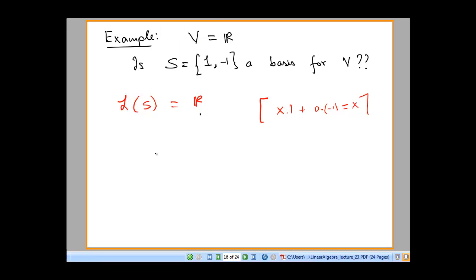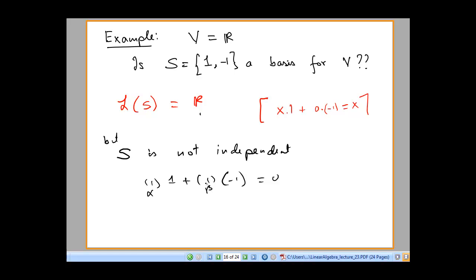And why are they not independent? Because I can find non-zero alpha. But yeah, S is not independent. Why? Because 1 times 1 plus 1 times minus 1 is equal to 0, so that's alpha, that's beta. So I can find some non-zero alpha and beta, such that the linear combination of the two vectors is equal to 0, therefore they are not independent, so therefore cannot be a basis.